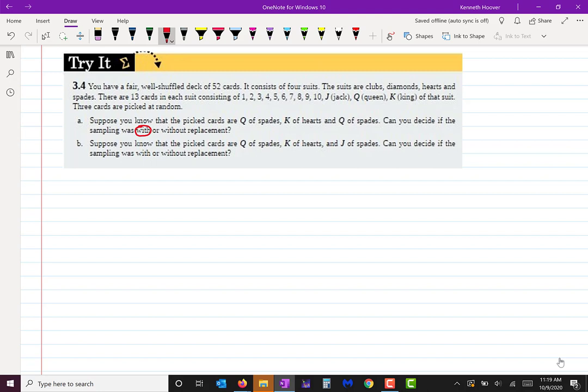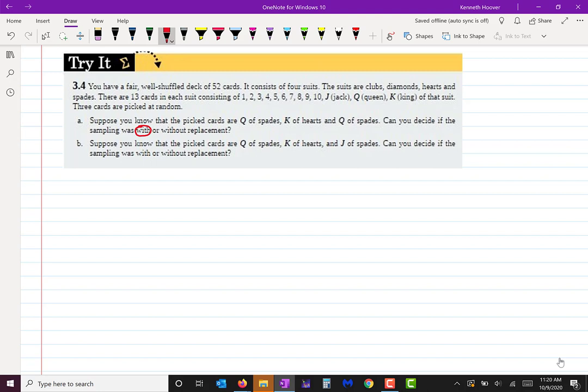All right, B says, suppose that the cards that you draw are Queen of Spades, and then the second drawing was giving you a King of Hearts, and the third drawing gave you a Jack of Spades. Can you decide if the sampling was with or without replacement? Okay. So, what do you think about that? I would say that we can't tell, and here's the reason why. I certainly did not draw the same card twice, so I can't say that we definitely had replacement. But I can't say that we didn't have replacement either.